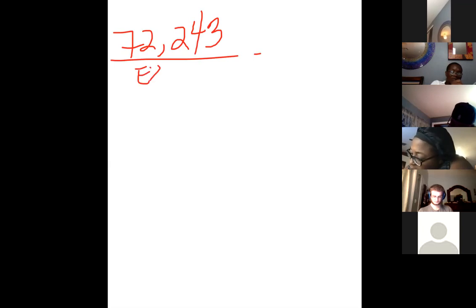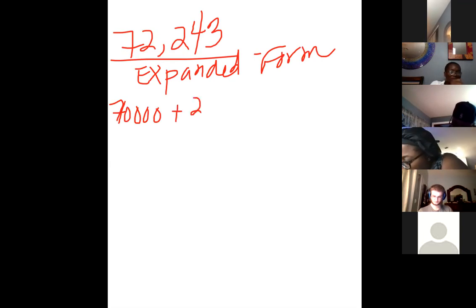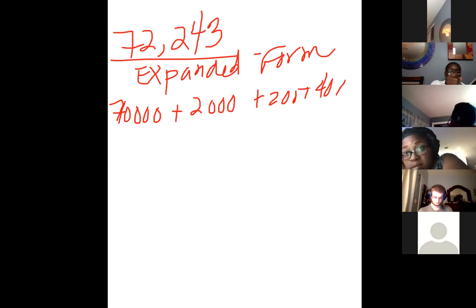Let's say we had to rewrite the number 72,243. We have to write it in expanded form. So to write this one in expanded form, think about what this number is saying. This number is saying you have 70,000 plus 2,000 plus 200 plus 40 and then plus 3.